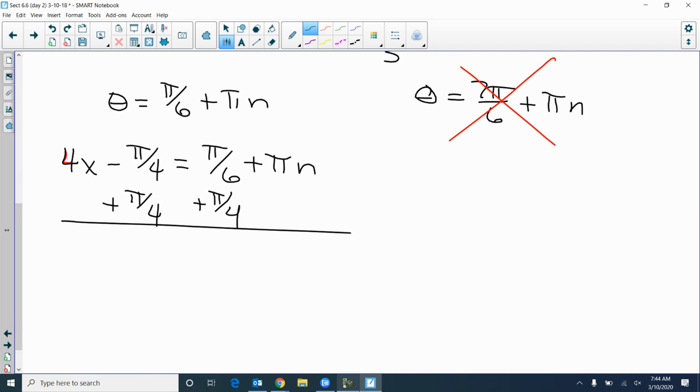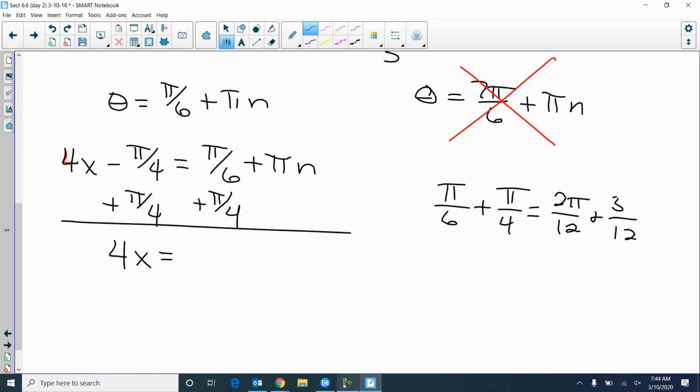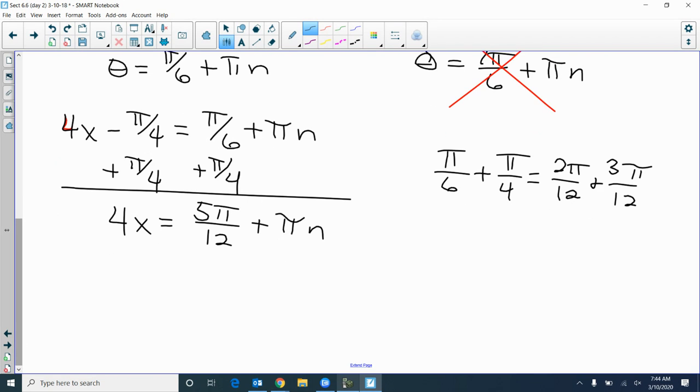So it gives you 4x equals pi over 6 plus pi over 4, which is 2 pi over 12 plus, whoops, not 5, but 4 times 3, 3 pi over 12, which gives me 5 pi over 12 plus pi n. All right, divide by what? Divide everything by 4. Now you got to divide everything by 4. And so here's what I get.